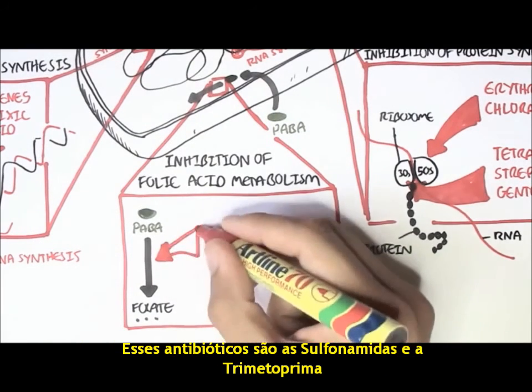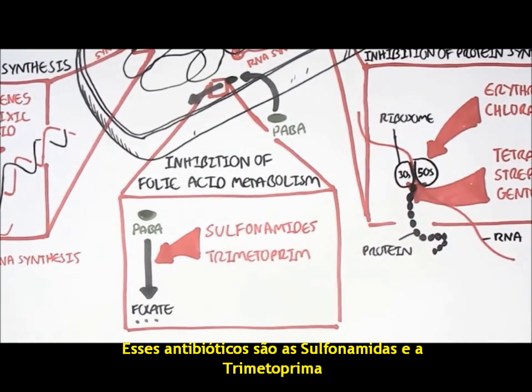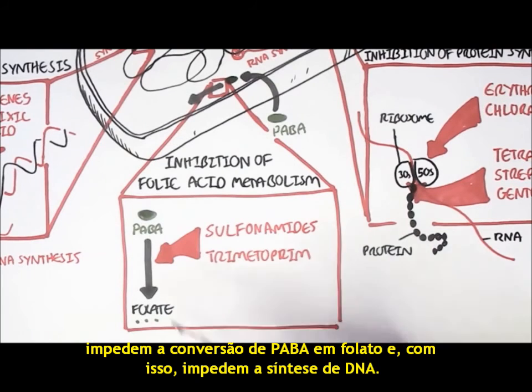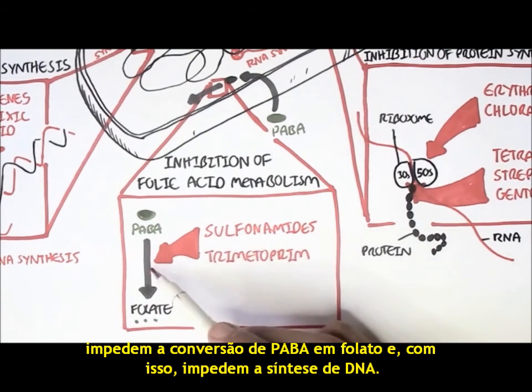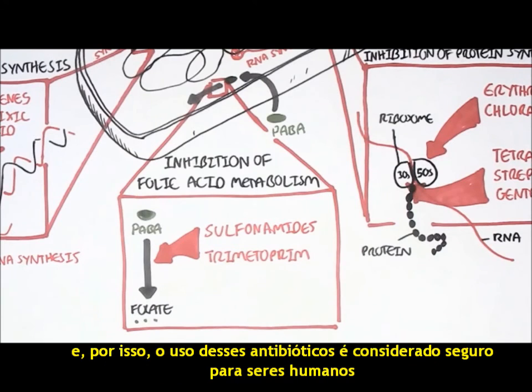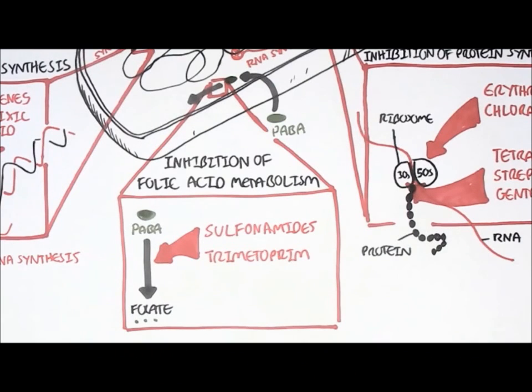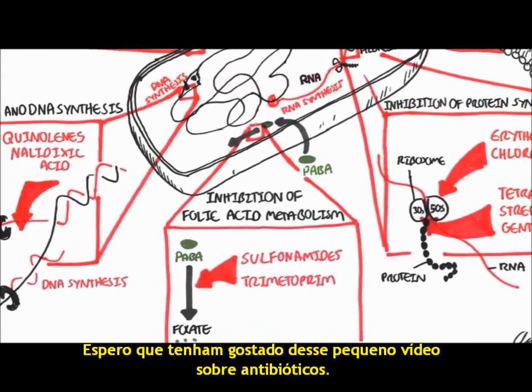These antibiotics, such as sulfonamides and trimethoprim, prevent conversion of PABA to folate and therefore prevent proper DNA synthesis, you can say. Humans do not synthesize folic acid, and so these antibiotics are okay to take for humans and are selective towards bacteria. I hope you enjoyed this short video on antibiotics.